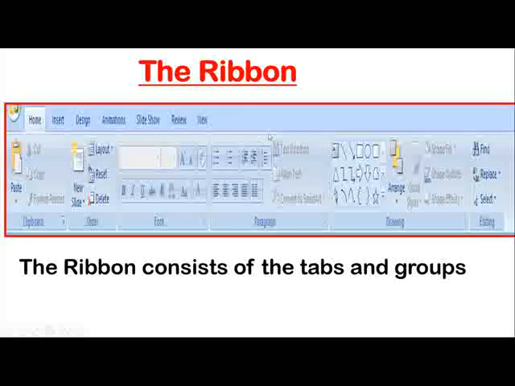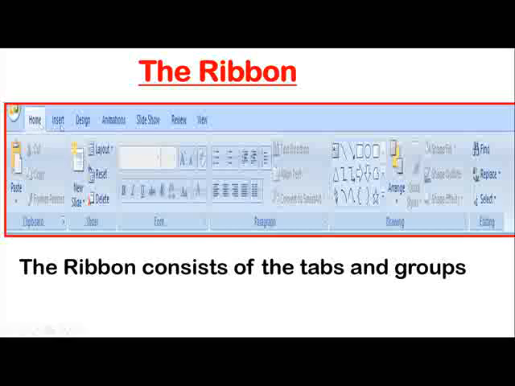And next is ribbon. Below title bar, you can see a set of tabs and groups. Tabs and groups together form the ribbon. The ribbon consists of tabs and groups.